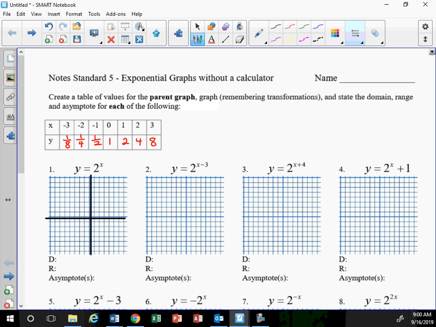So -3, 1/8; -2, 1/4; -1, 1/2. Those are all just really close to the x-axis. They're all almost the same point. Okay. Then 0, 1; 1, 2; 2, 4; and 8 isn't really on your grid. Is that vaguely familiar to you from Algebra 2? Like exponential growth? Okay.